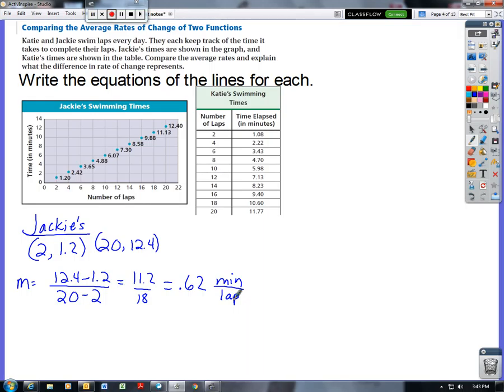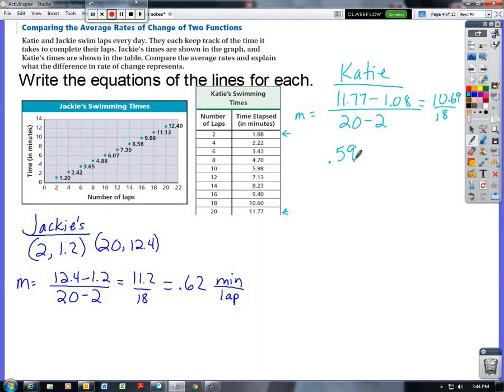And then let's go ahead and do Katie's over here. So again, I'm going to use the two that are furthest apart and do rise over run. 11.77 minus 1.08. I'm taking a little bit of a shortcut by not writing out the points ahead of time. So I'm doing the changing y's on top. Since I started with this point, I have to start with this point on the bottom. Again, it's 20 minus 2. So when you subtract those, you get 10.69 divided by 18 again, and then that's 0.59.